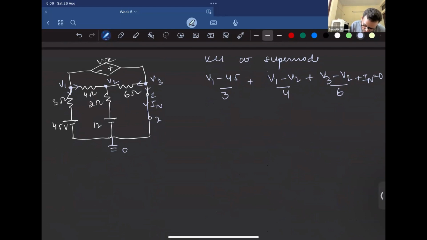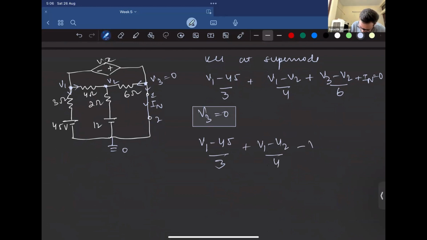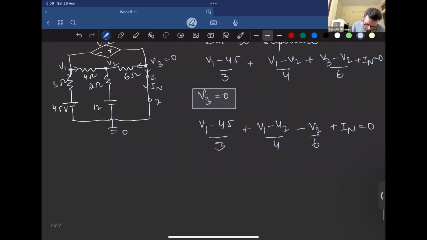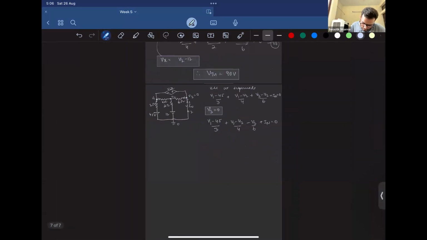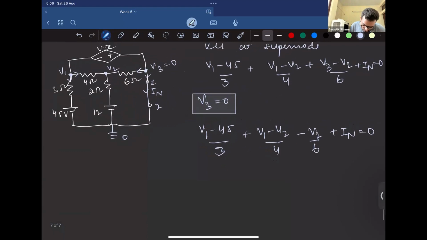And what would be the value of V3? V3 is 0, right? Since it's short circuited, V3 is directly connected across the datum node. So the circuit equation becomes (V1 minus 45) by 3 plus (V1 minus V2) by 4 minus V2 by 6 plus IN equal to 0. And we'll calculate similarly for V2.